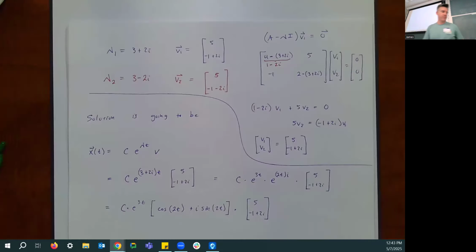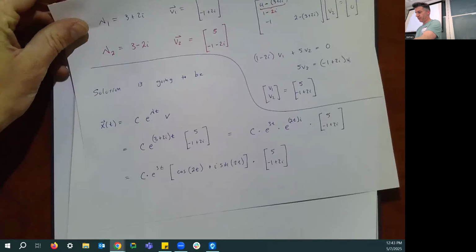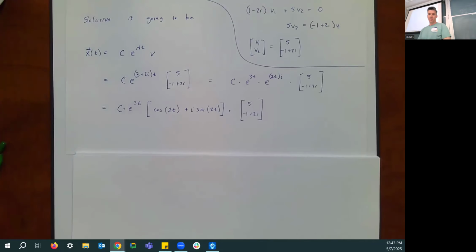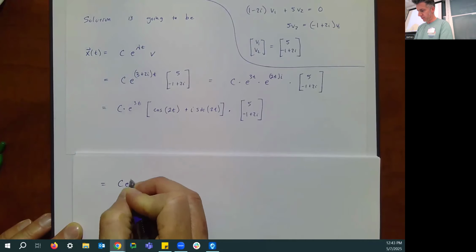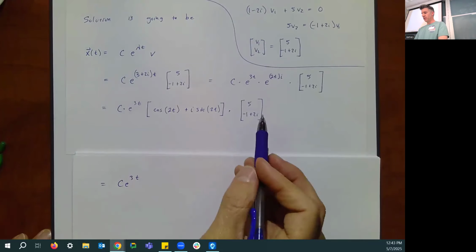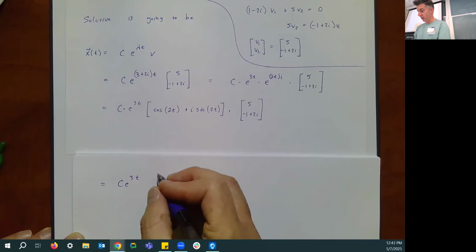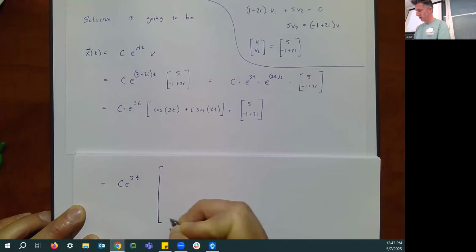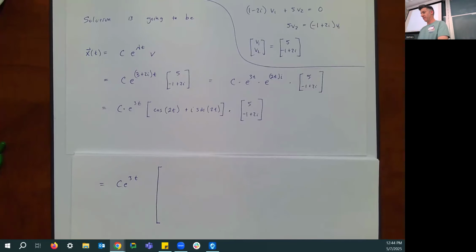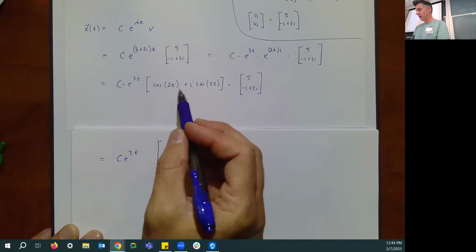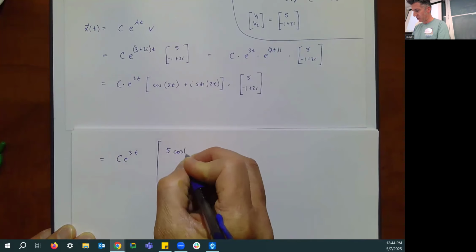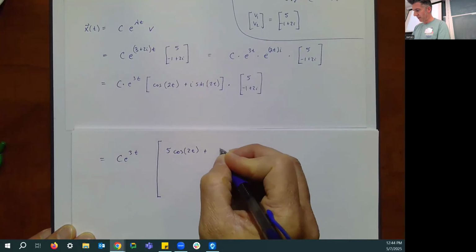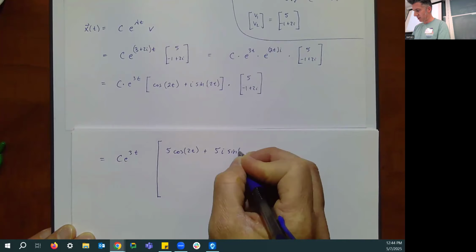So now here's what we do. We're going to just multiply it out, so it gets a little bit messy. We're going to leave the c e to the 3t out in front, and then we're going to distribute this to each of these terms here. So let's see what we get. We're going to get a vector, kind of a giant vector. The first component is going to be all this stuff times 5, so it's going to be 5 times cosine of 2t plus 5 times i times sine of 2t.